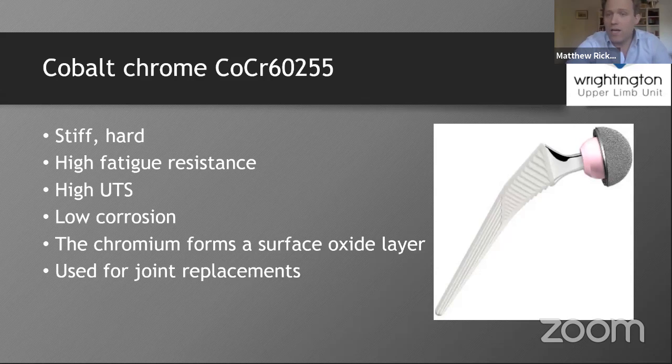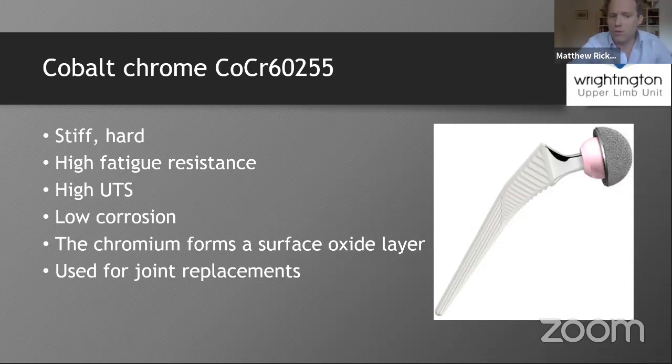So it's stiff and hard, and the cobalt chromium has a high fatigue resistance, so therefore would be an ideal material to do a total hip replacement of, particularly the neck stem junction, because you're going to have a resistance to the forces going through it. It has a high ultimate tensile strength, which we'll explore later, and has low corrosion because of the chromium addition there. And the chromium forms a surface oxide layer, and so therefore it's commonly used within joint replacements. If you imagine the millions of cycles a hip replacement does a year, the fluid around the hip will be circulating around it.